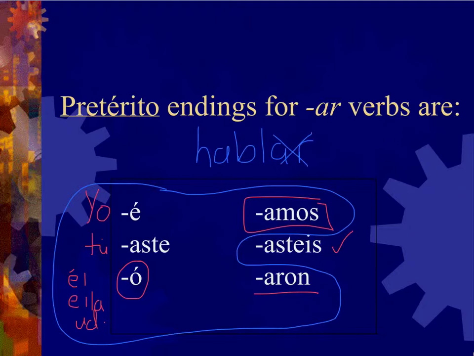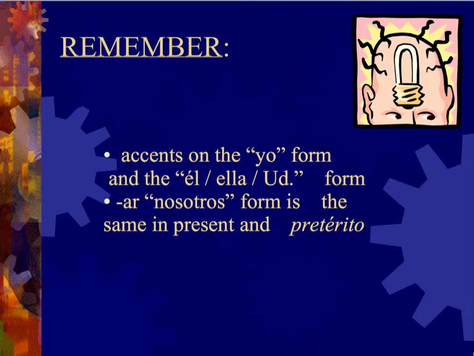Okay. Make sure you have that written down. Okay, so there are accents on the yo form and on the él, ella, and usted form. Okay, so you have the él, ella, usted form and the yo form. Okay, make sure you have accents on those. And like I said already, the nosotros form is the same in the present and the pretérito.